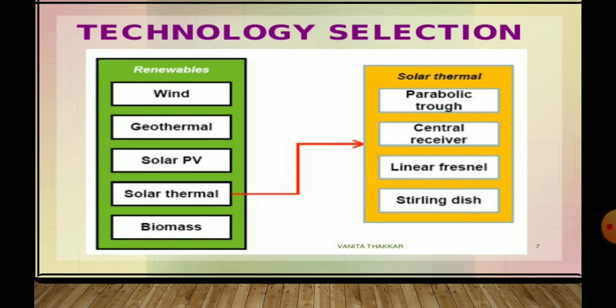Technology selection: renewable and solar thermal. Renewable has wind, geothermal, solar PV, solar thermal, biomass. Solar thermal has parabolic trough, central receiver, linear Fresnel, Stirling dish. Solar thermal is received through the central receiver.